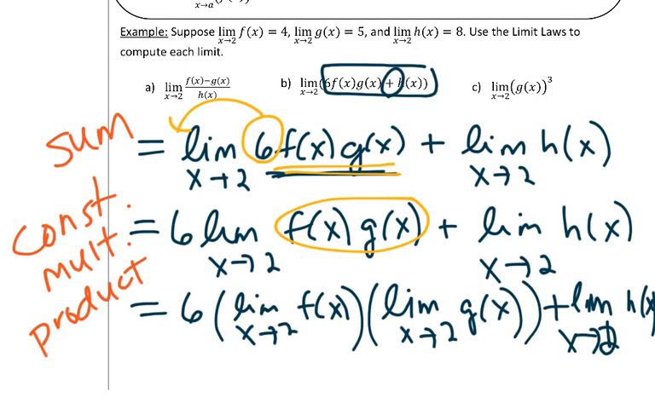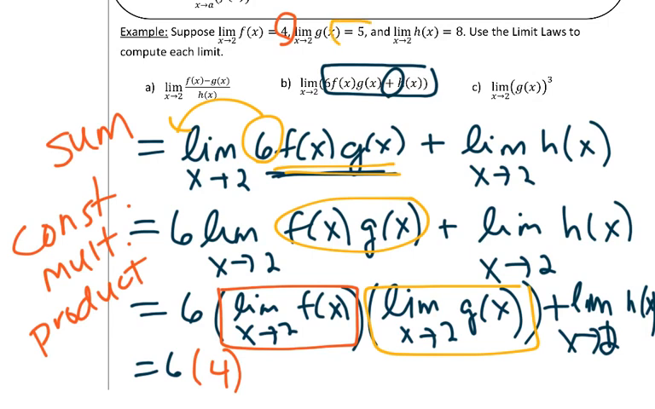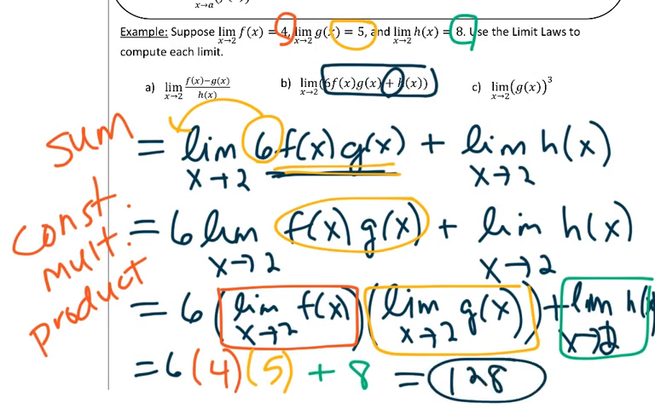And then I think we're done, right? Everything has been isolated, so this gives me 6, and this is defined as 4, so 6 times 4. This is defined as 5, and then it's plus that, which is defined as 8. So 6 times 4 times 5 plus 8 gives me 128. And there you go, there's part B.